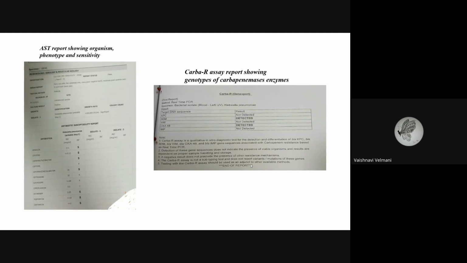In this, as it is a gram negative, we can see all the beta lactams whose sensitivity is reported here, and MIC values are given next to this. And this is the CARBA assay report showing genotypes of carbapenemase enzymes. Here it is given that NDM and OXA48 is detected. Others are not detected. This is the ideal report.